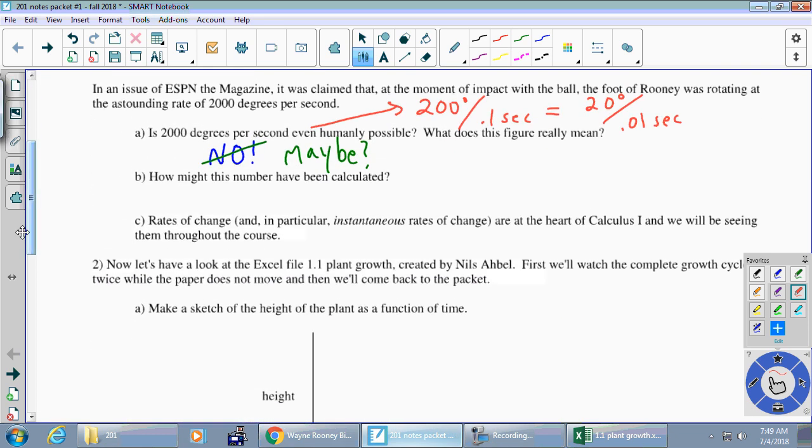So that is how the number might have been calculated in part B, is what we've written up there in red. And as I said, rates of change, and in particular instantaneous rates of change, are at the heart of Calculus 1, and we will be seeing them throughout the course.